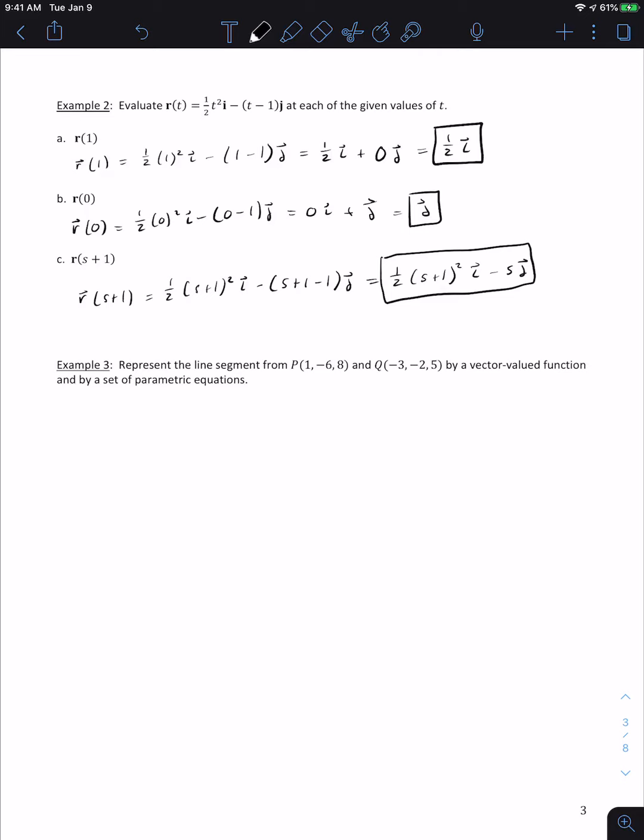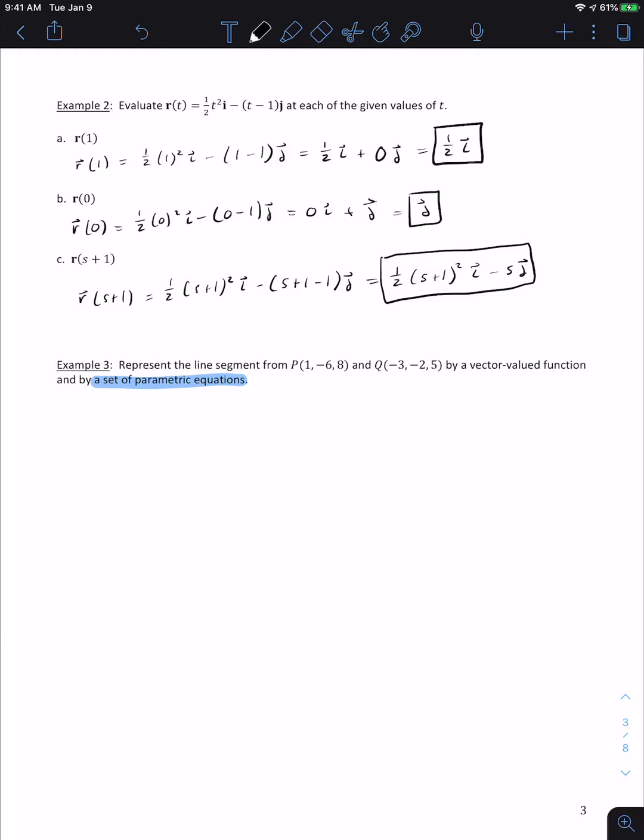Okay, so example 3: represent the line segment from P to Q by a vector valued function and by a set of parametric equations. The first thing we're going to do is find a set of parametric equations to represent the line segment from P to Q. Remember earlier we found, I think it was 11.5, that if we have a point on the line and a vector that's parallel to the line, then we can write the parametric equations of that line in 3D.